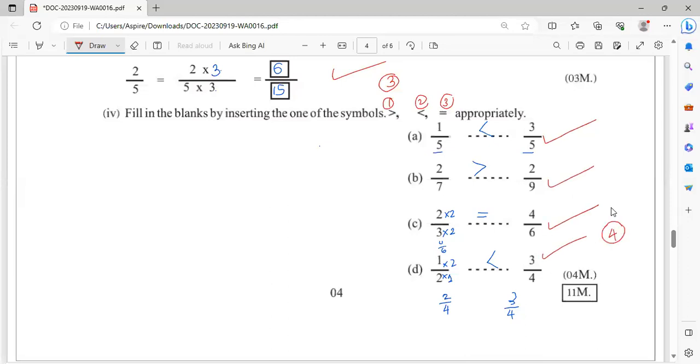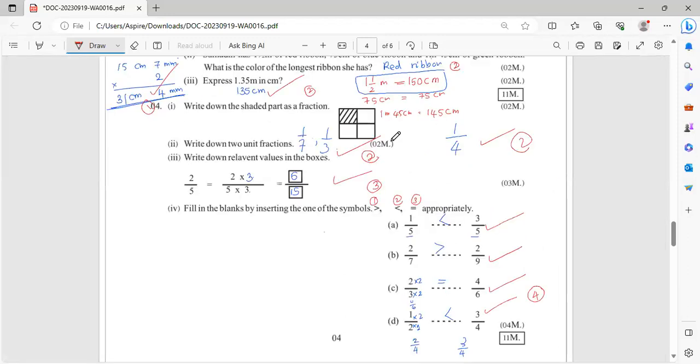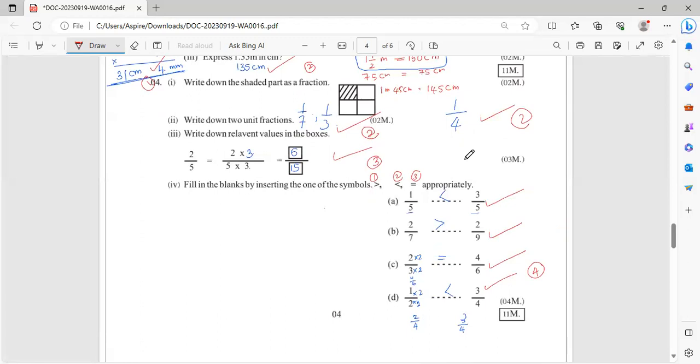Okay. Pute, check how many marks you have got for this question. How many marks did you get? Okay. Shashindi, haven't you done this? I have done this. I have got 11. Okay, very good.